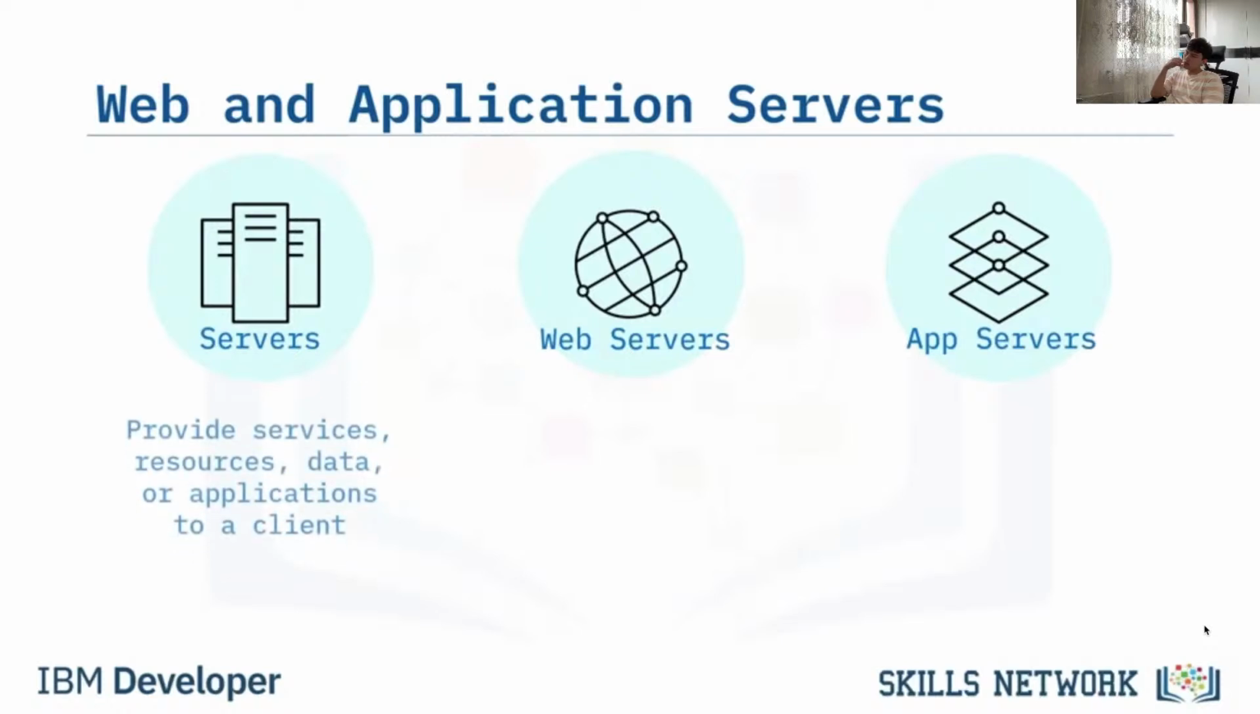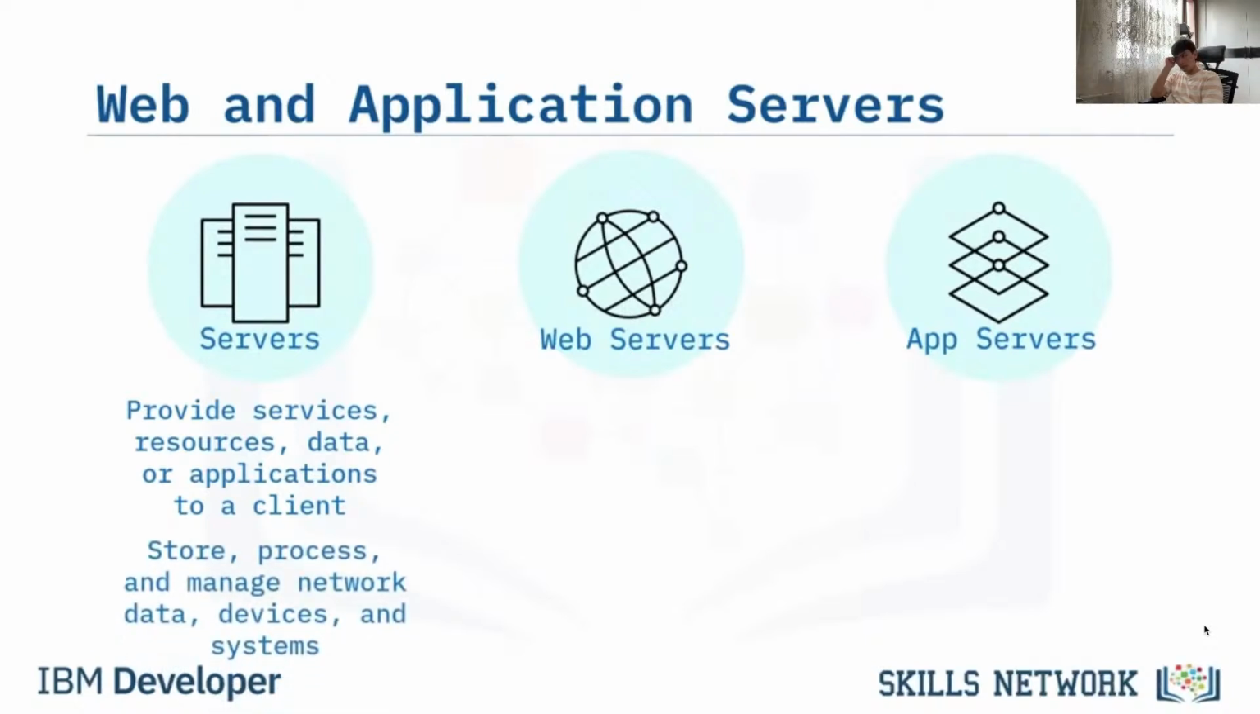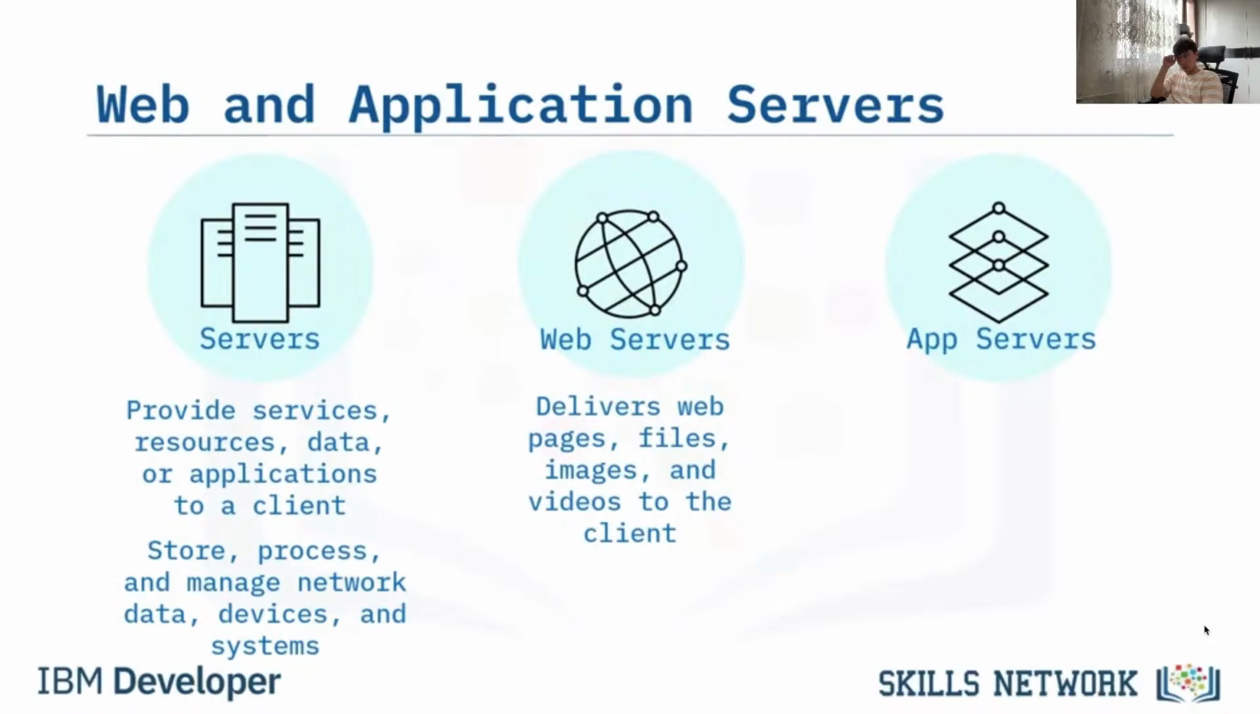Web and application servers are either software or machines that provide services, resources, data, or applications to another computer program called the client. Servers store, process, and manage network data, devices, and systems. A web server delivers content such as web pages, files, images, and videos to a client.